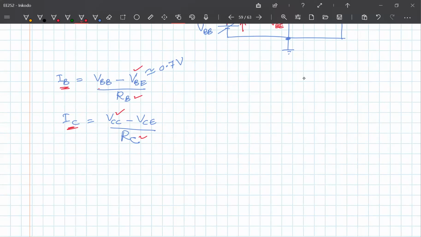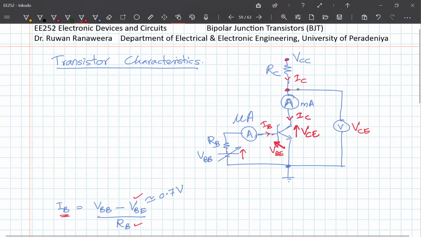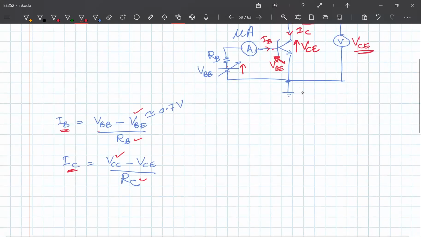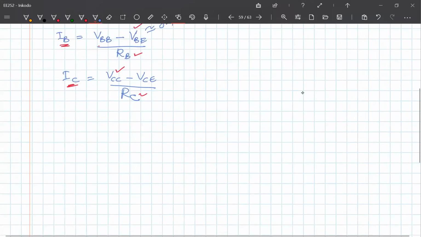Now, when I change VCC, both VCE and IC will change, but I can measure both, right? By using this and that, I can measure both. So therefore, I can actually find them, okay?